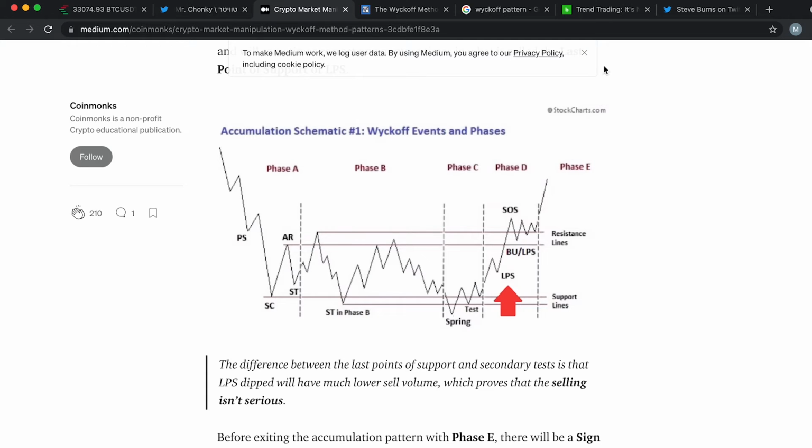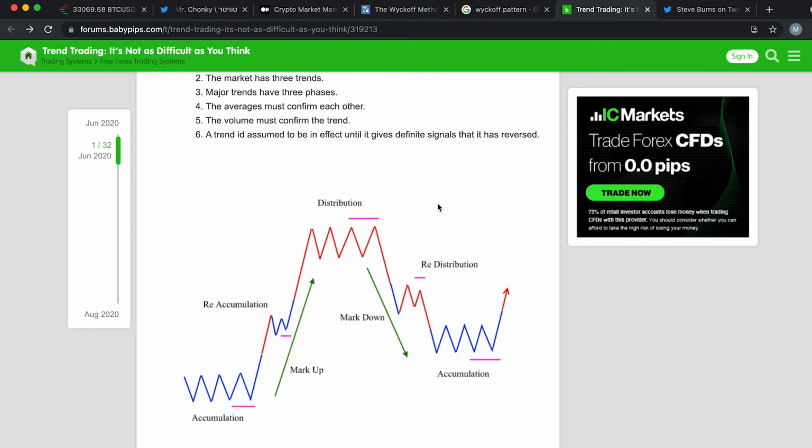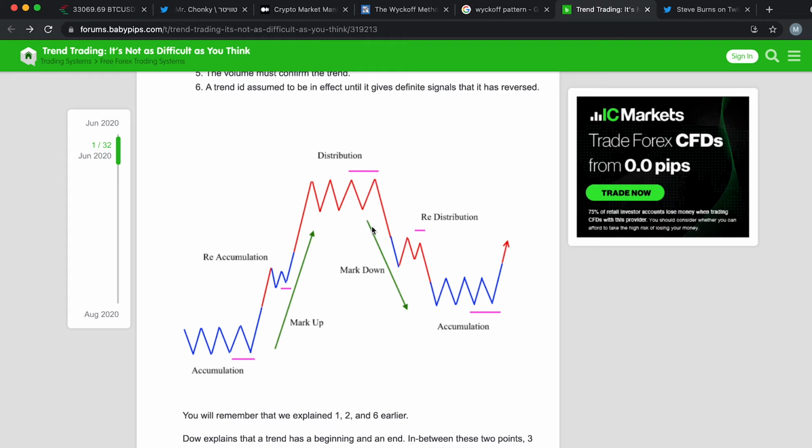I want to give you guys a different perspective by sharing a scenario that is more likely to play out in my opinion, because it seems that most YouTubers follow blindly the accumulation pattern of Wyckoff. What I think we might be seeing is that we are in a redistribution phase, and this looks like this.